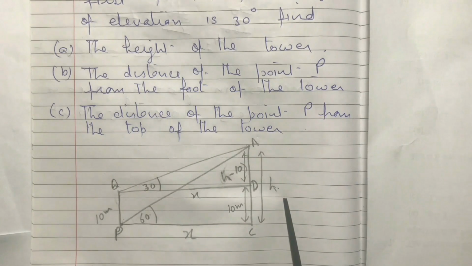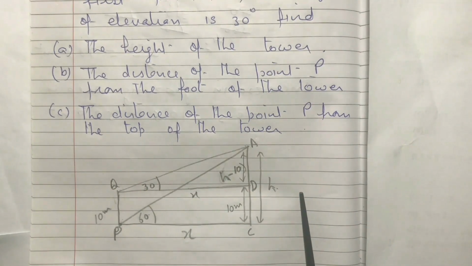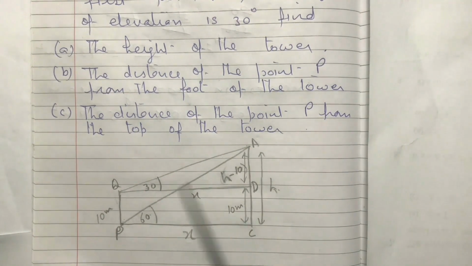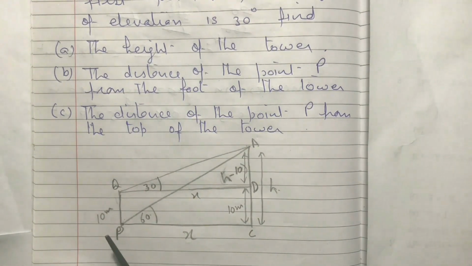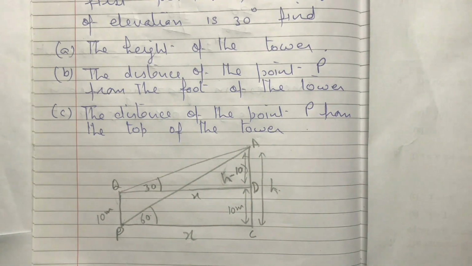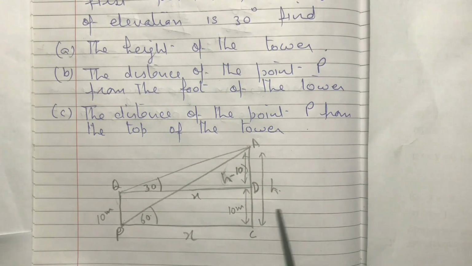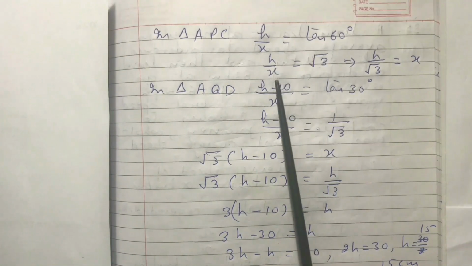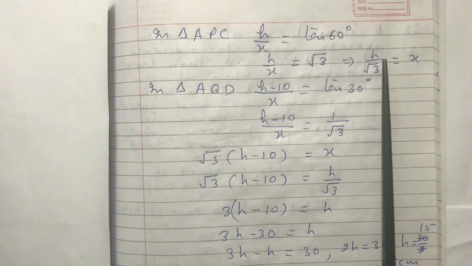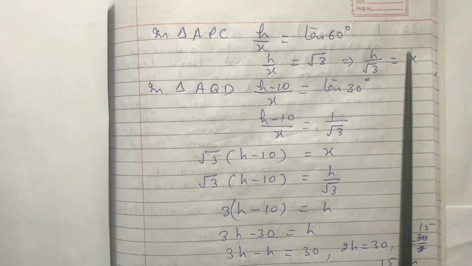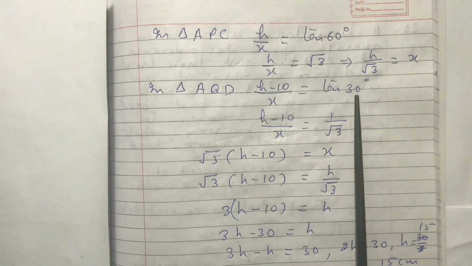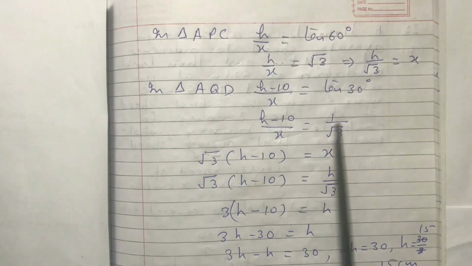So I have two equations, and from these two equations I am going to find the value of h, the value of x, and then the distance AP. So verbally I have explained it, and on the next page I'll write this and you can check your answer. Now in triangle APC, h by x is equal to tan 60 degree, h by x is equal to root 3. It means h by root 3 is equal to x. I have found the value of x here. In triangle AQD, h minus 10 upon x is equal to tan 30 degree, h minus 10 upon x is equal to 1 by root 3.